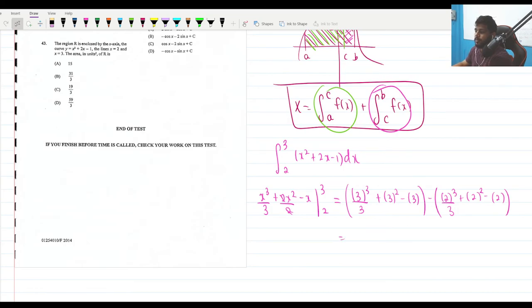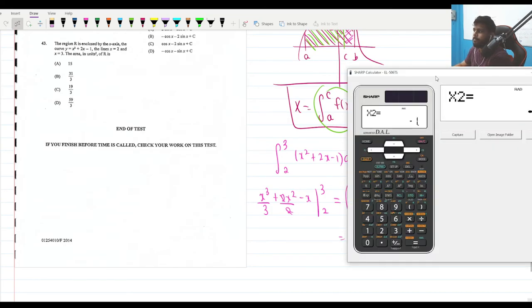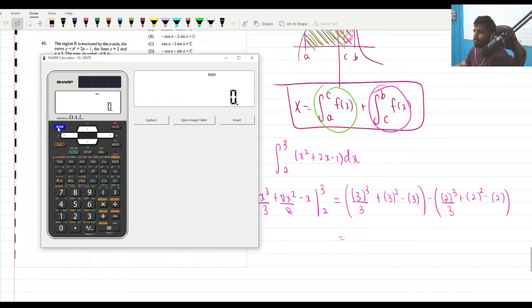Time to work this out on my handy dandy calculator. There's 3 to the power 2. This is 9. This first term here is 27 on 3, which is 9. 9 plus 9 is 18. 18 minus 3 is 15. So my first bracket is 15.